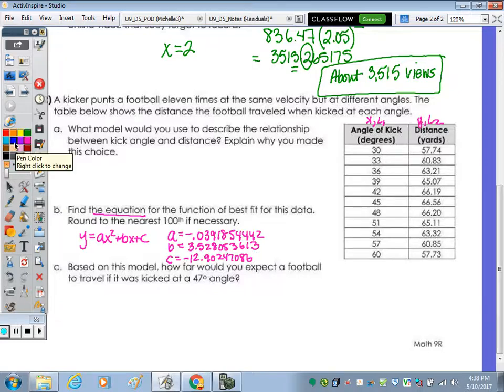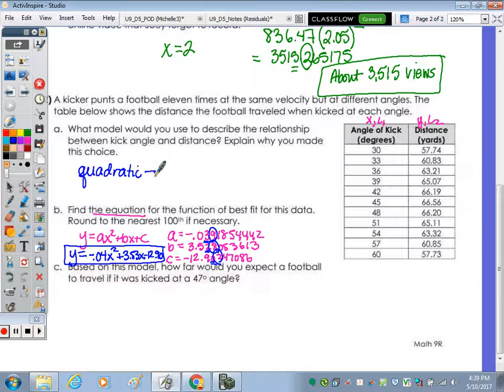We're rounding to the nearest hundredth. So it's going to be y equals the a value. The 9 will bump that up to a 4. So negative 0.04x squared. And then plus the b, the 8's going to bump that up. So 3.53x. And then minus 12.9. And you actually have to put in the 0 even though it stays, because it has to be to the hundredths place. And there's the equation that models. So once again, the model that we chose is a quadratic. And this is because the shape of the scatter plot was a parabola.